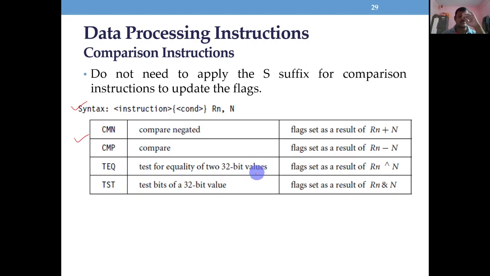Similarly, test equality performs the exclusive OR operation of Rn with N and only updates the flag bits. It will not store any result because you can observe that there is no destination register here. Only sources are there. Even test bit performs a logical AND operation and updates the flag bits. It does not store any result. You are simply comparing whether it is smaller, larger or equal. So that is why we need the compare instruction.